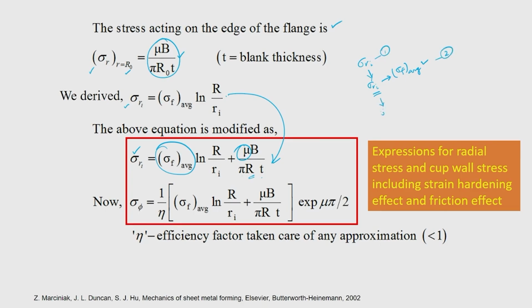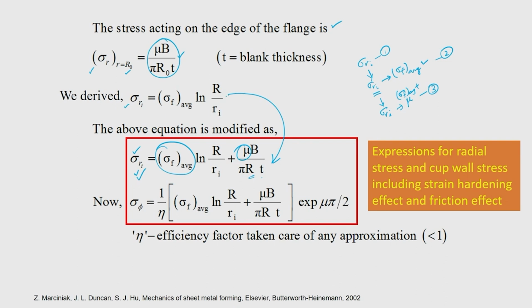From this I am going to get the next sigma r by considering the effect of mu, that is a third one, sorry, mu plus sigma f average, both. This is the third one. So, 3 different ways we have done actually. So, now this equation you can say is the radial stress for a strain hardening material with the effect of friction.